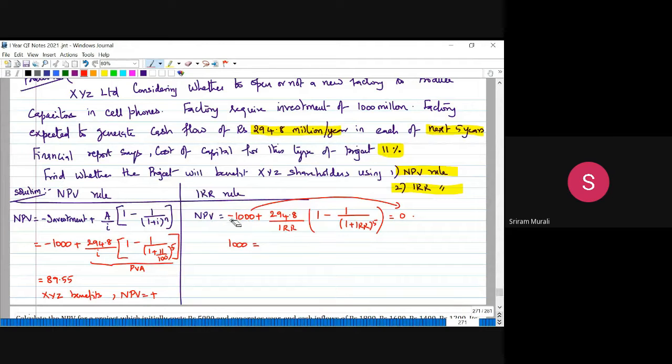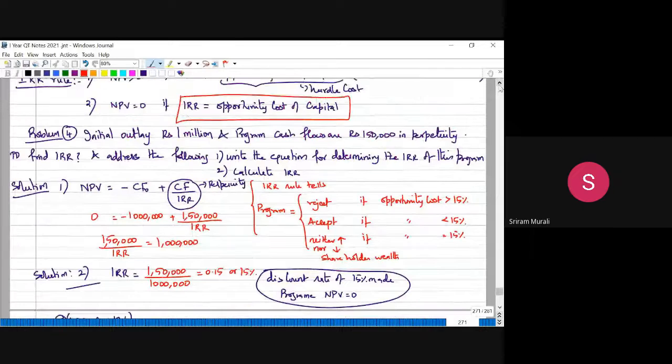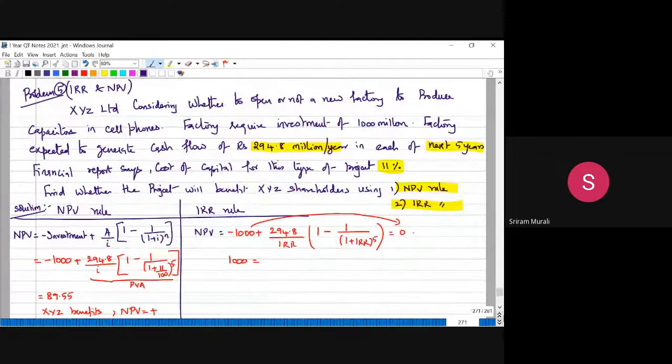Because NPV is equal to 0. On the last page I said that if net present value is 0, then IRR is equal to the opportunity cost of capital.